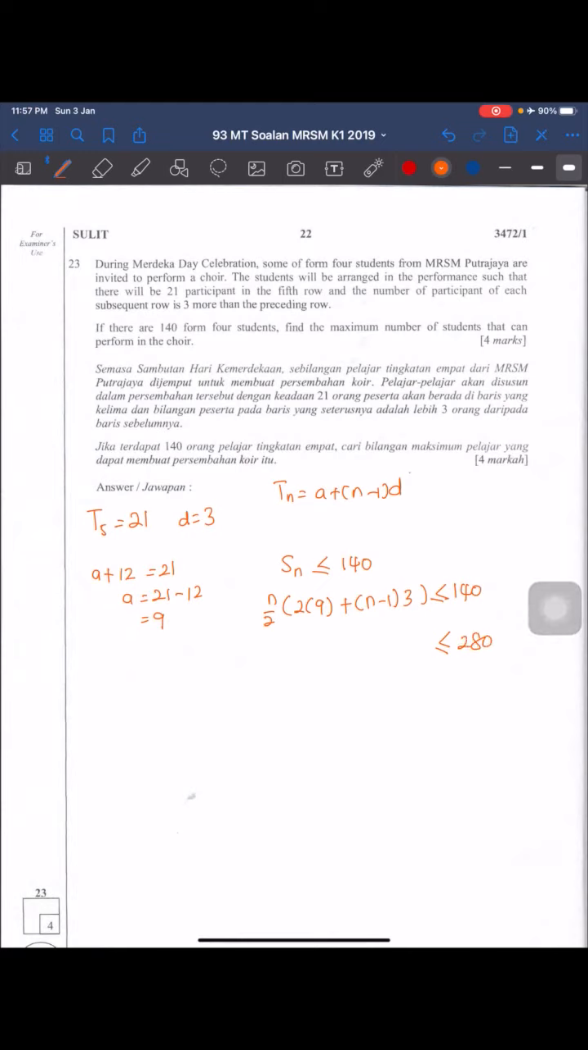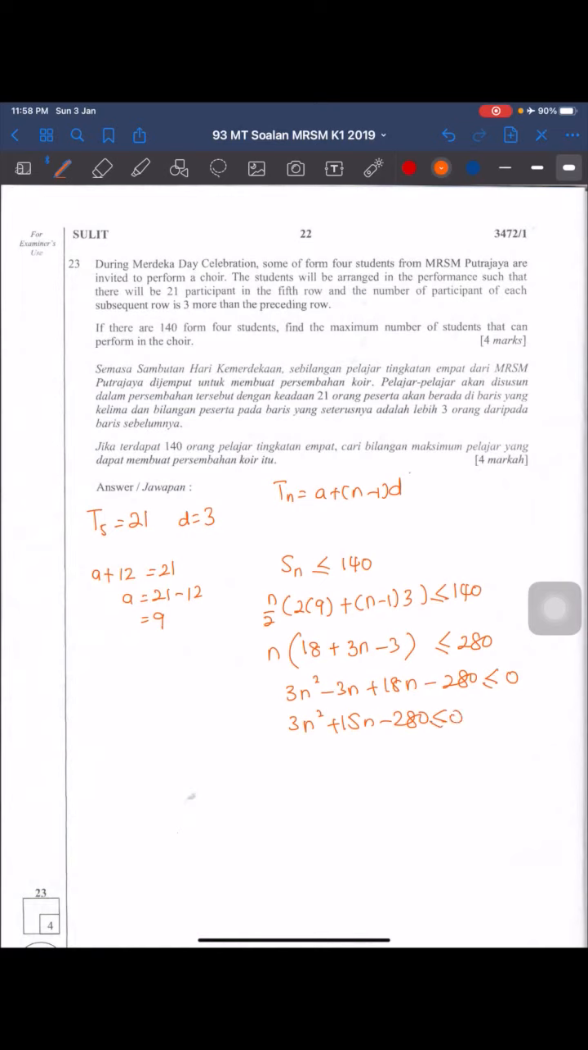So 2 times 9, 18 tambah 3n tolak 3. Sini masih ada n. Okay, so n darab masuk. So 3n square minus 3n plus 18n. Okay, bawa ke sebelah. Tolak 280 less or equals than 0. Okay, so we get 3n square. 18 tolak 3, 15n tolak 280.